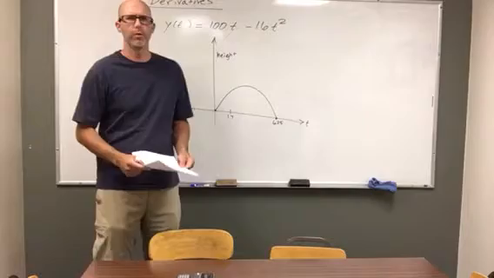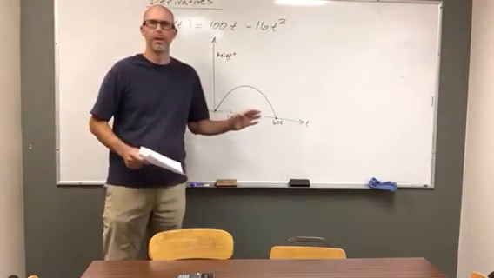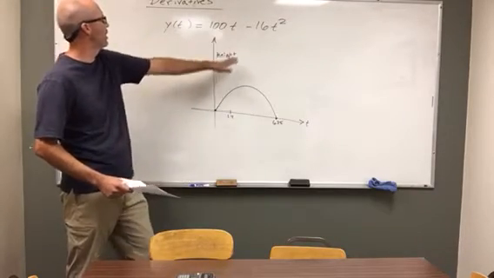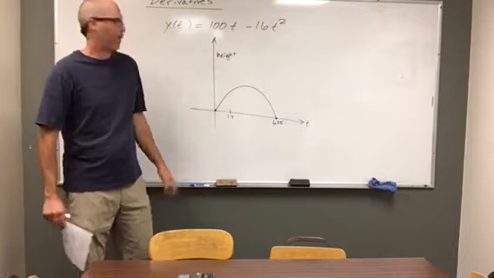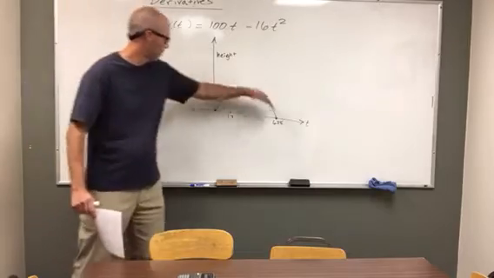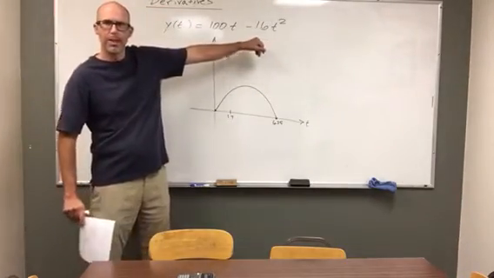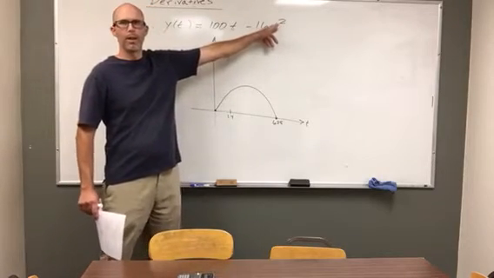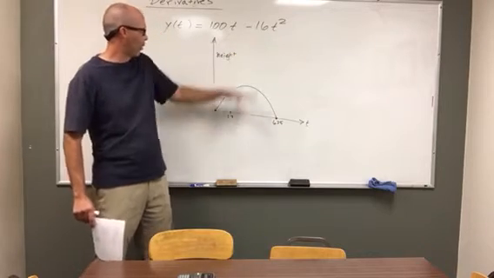All right, derivatives assignment, problems 1 through 3 have to do with this function, y of t equals 100t minus 16t squared. I've graphed our function y of t, drawn the graph. You may remember from previous classes that t squared is a parabola, and with a negative number in front of the t squared, it opens down.